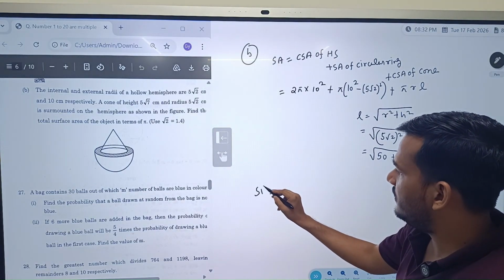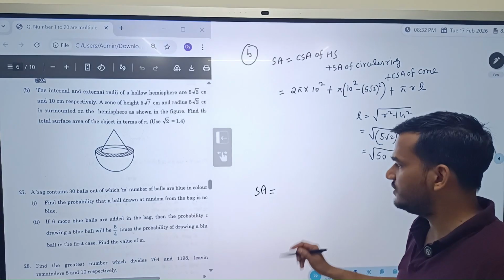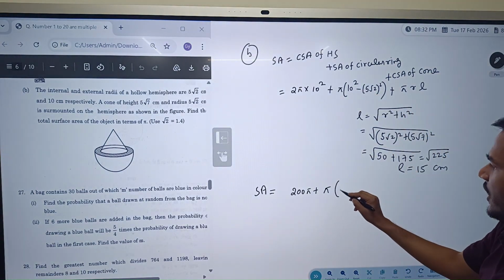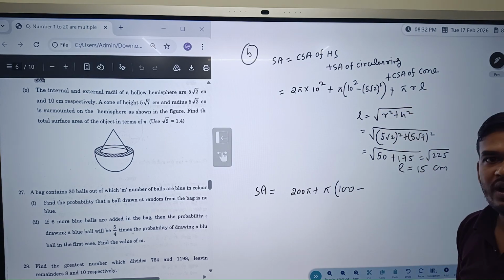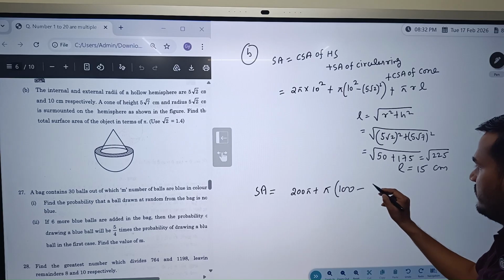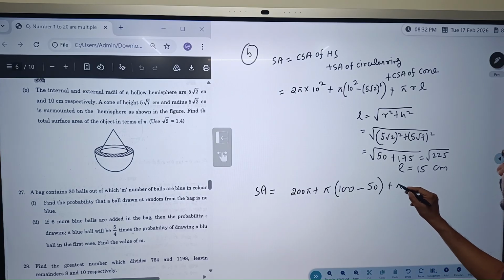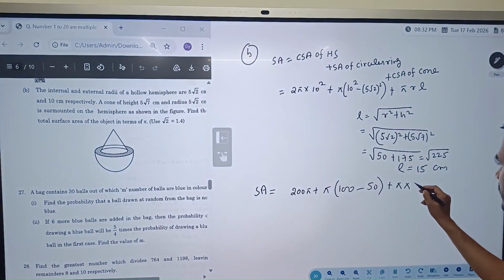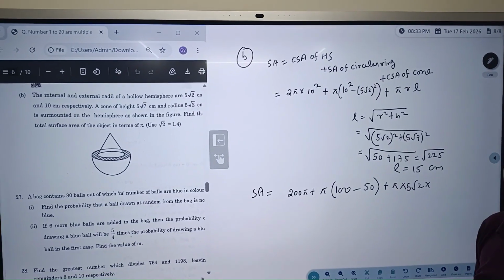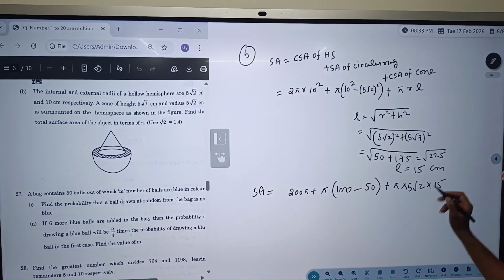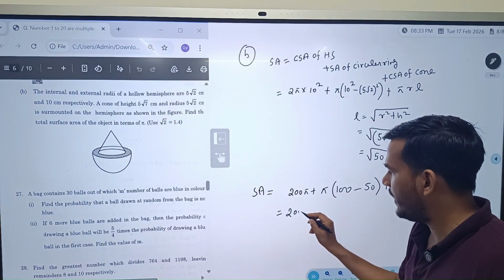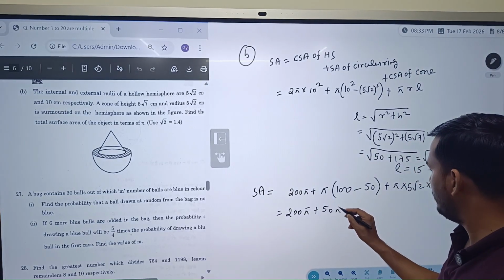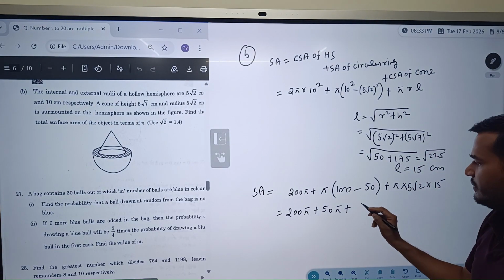So total surface area is equal to 2 pi into 100, that is 200 pi, plus pi into 100, 10 square, minus (5 root 2) square, which is 25 into 2, that is 50, plus pi into radius of the cone, 5 root 2, into slant height of the cone, 15. So substitute. 200 pi plus, this is 100 minus 50, so 50 pi, plus this is 75 root 2 pi.